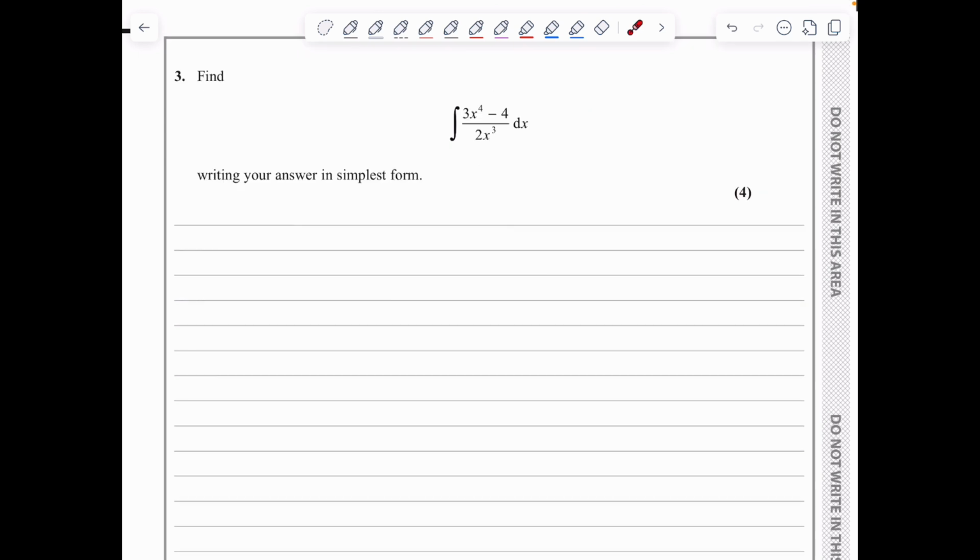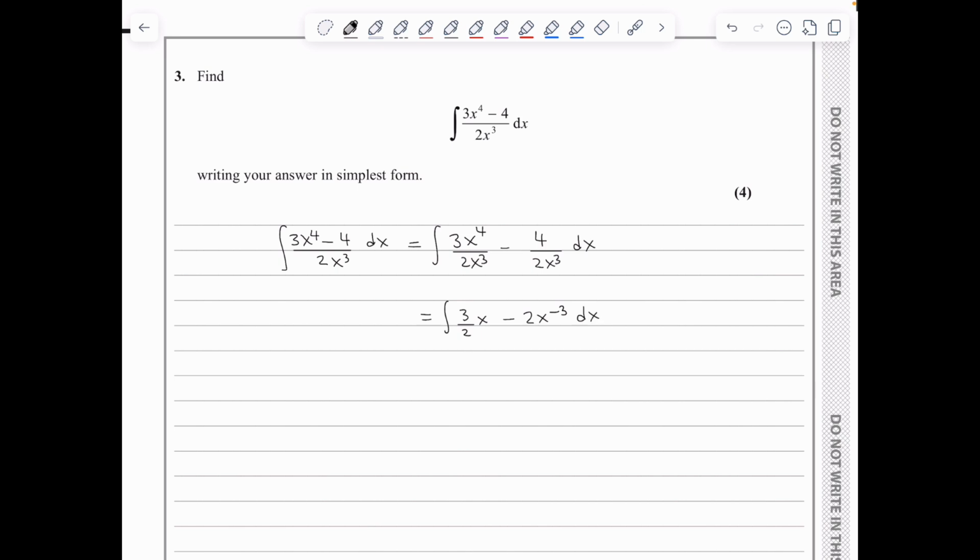In question 3, we need to integrate the given expression with respect to x, writing our answer in its simplest form. Well, the first thing to do is split this. So we're looking at the integral of 3x to the power of 4 over 2x to the power of 3 minus 4 over 2x to the power of 3 dx. I will simplify this. It's the integral of 3 over 2x minus 2x to the negative 3 dx. And I will now proceed into integrating.